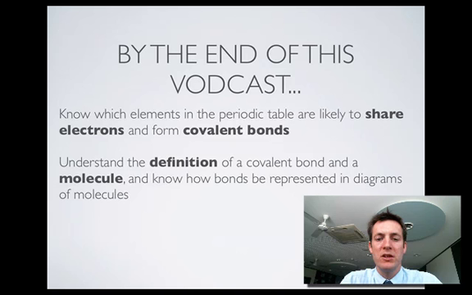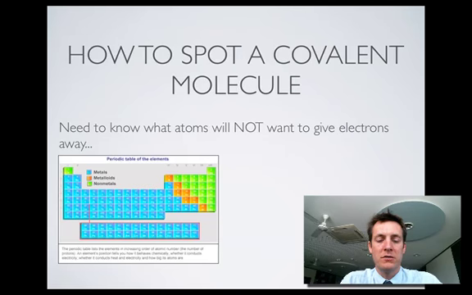You'll know the definition of a covalent bond and a molecule, and how we can represent covalent bonds in molecules using diagrams. These definitions are so important because if they're not understood correctly, they basically mess up explanations all throughout the bonding topic. Okay, so first of all, how do we spot a covalent molecule?